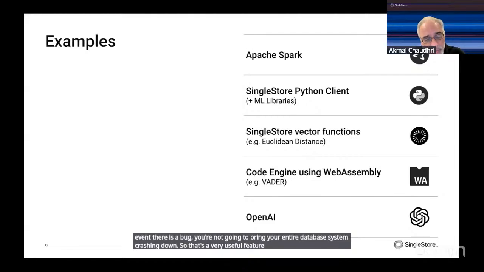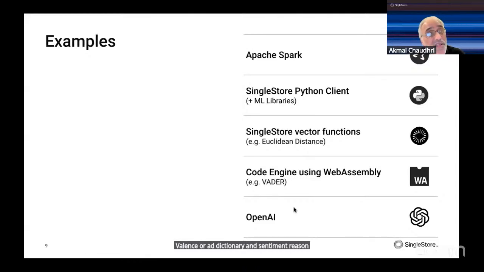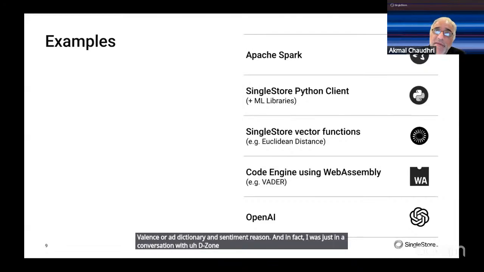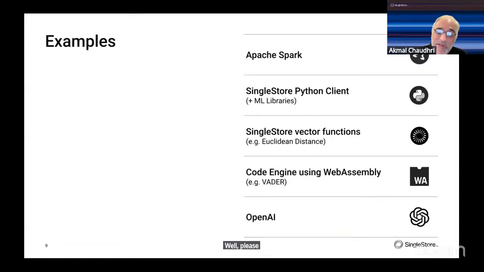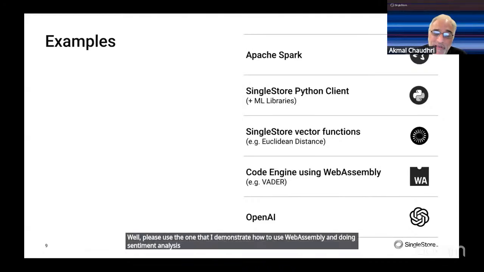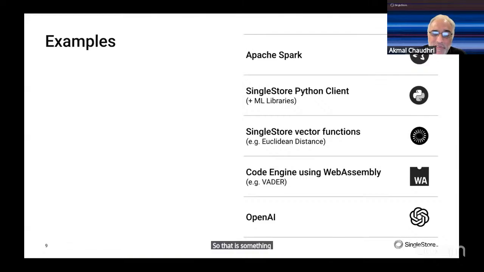And then one of the examples that I've shown several times in several articles in the past is this thing called VADER, Valence Aware Dictionary and Sentiment Reasoner. In fact, I was just in a conversation with DZone recently. They asked me to do a survey and they'd highlight one of my articles and asked which article to highlight. And I thought, okay, please use the one where I demonstrate how to use WebAssembly for sentiment analysis on Stack Overflow data. That is something that's available on DZone already, but they'll promote that a little bit more for me.